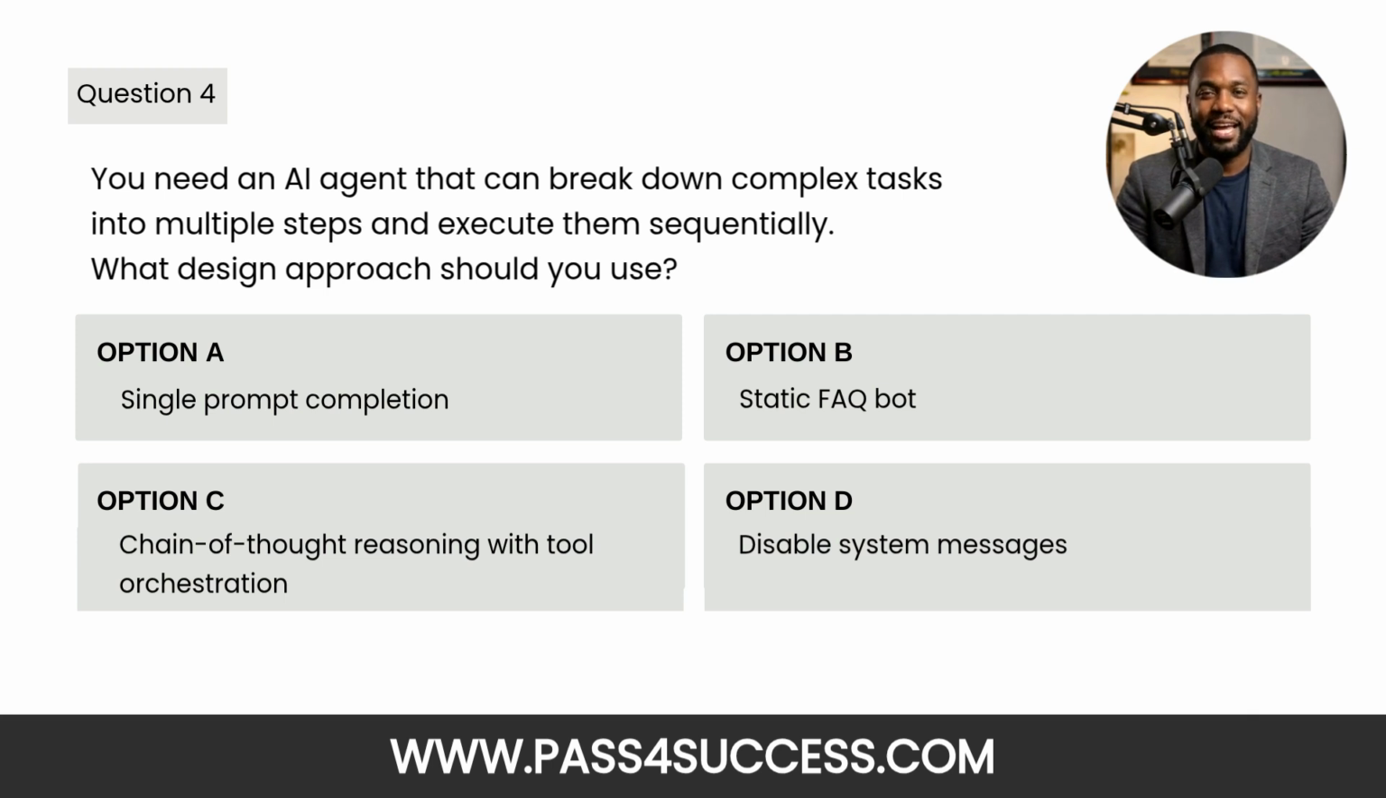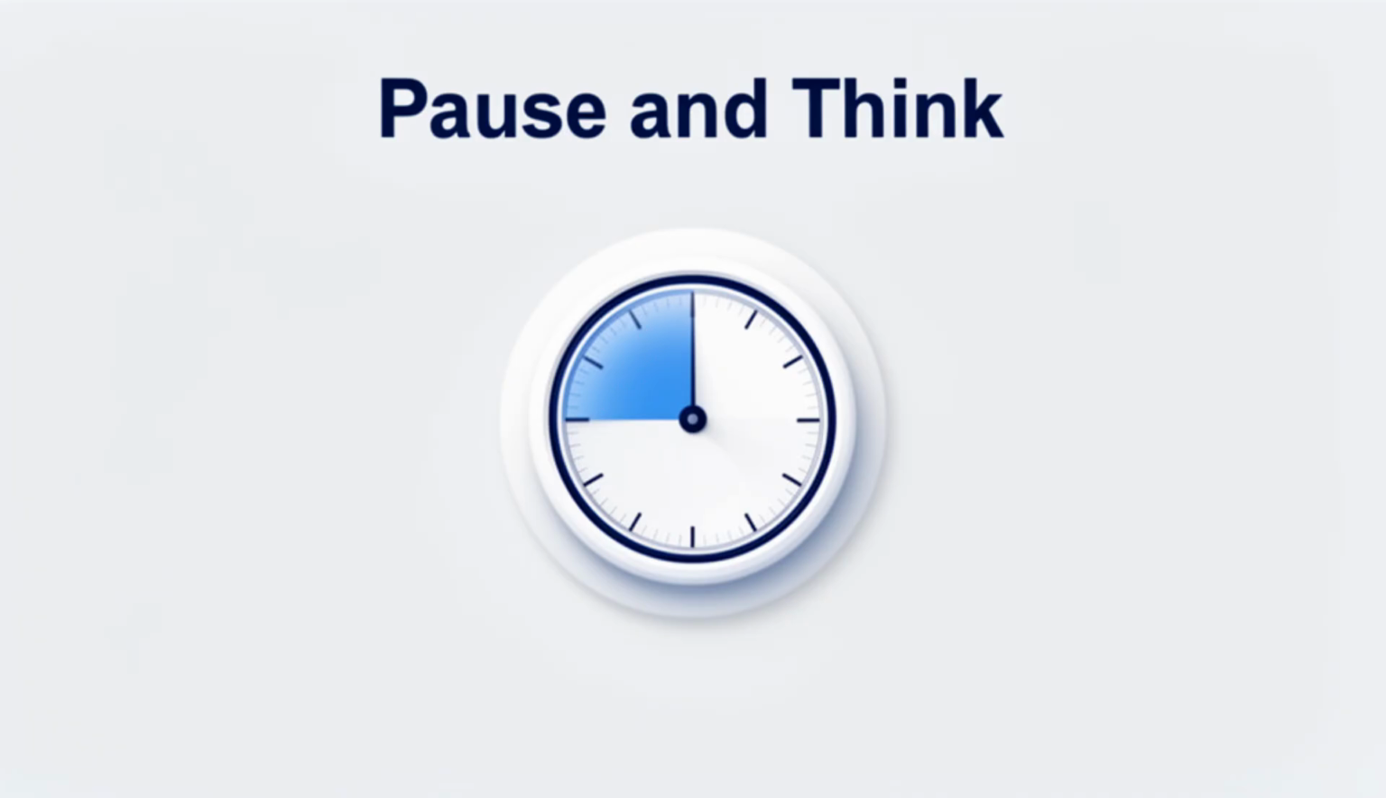Question 4. You need an AI agent that can break down complex tasks into multiple steps and execute them sequentially. What design approach should you use? A. Single prompt completion. B. Static FAQ bot. C. Chain of thought reasoning with tool orchestration. D. Disable system messages. Pause for 5 seconds.